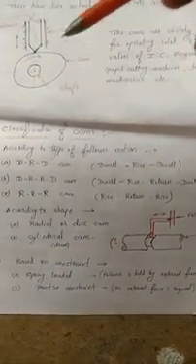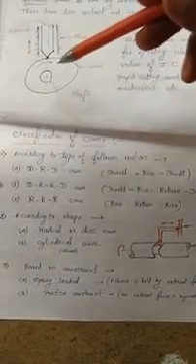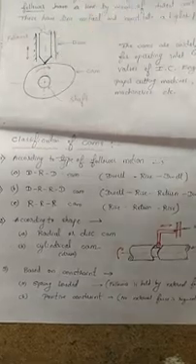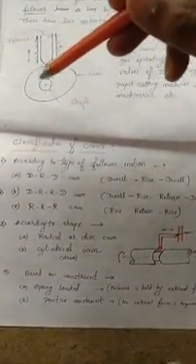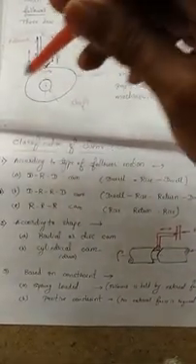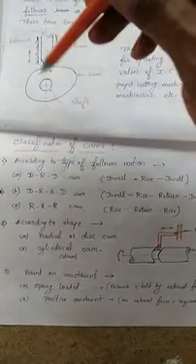Next, according to shape, you can classify cams into two types, that is radial cam or disc cam, and the second one, cylindrical cam. This is the radial or disc cam, with the same disc shape, so that the axis of shaft and axis of follower are perpendicular to each other.